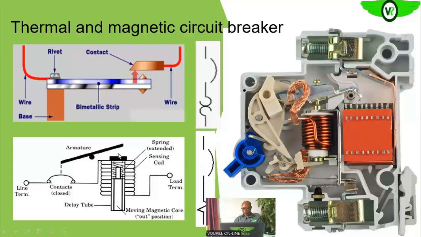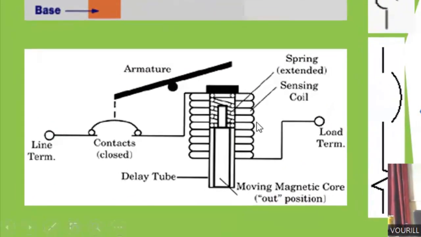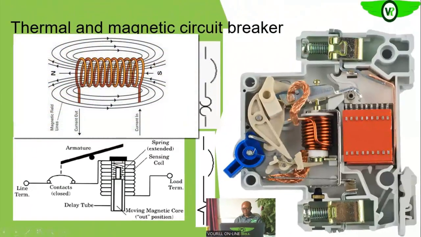Then the magnetic circuit breaker: you can see this is the armature, and this is the winding on the miniature circuit breaker. That is what is represented here. As we have explained before, when the current flowing through this winding increases, the magnetic field will also increase. It will increase to a stage where it will attract this armature and then open up your circuit.